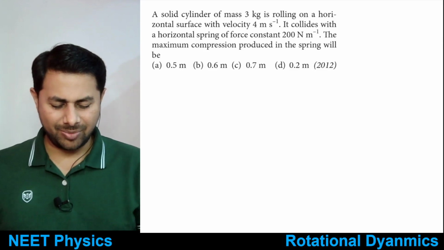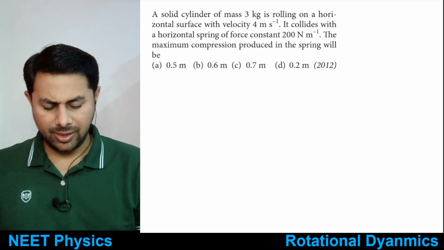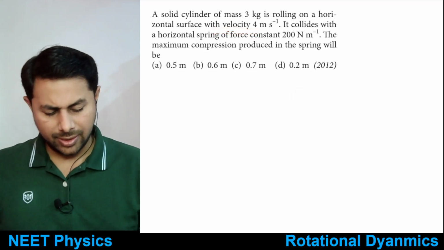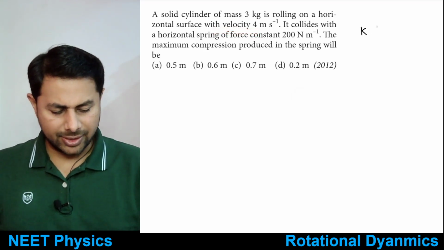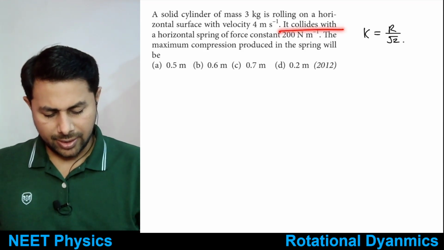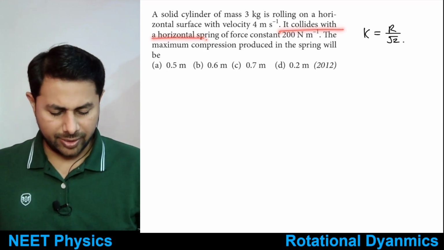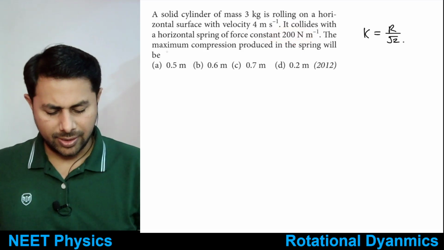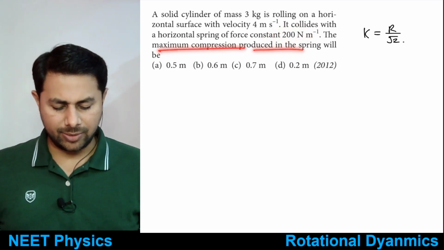A solid cylinder of mass 3 kg is rolling on a horizontal surface with a velocity of 4 meters per second. Solid cylinder means, let's just write down what K is. K is R by root 2. It collides with a horizontal spring of force constant 200 Newton per meter. The maximum compression produced in the spring will be.